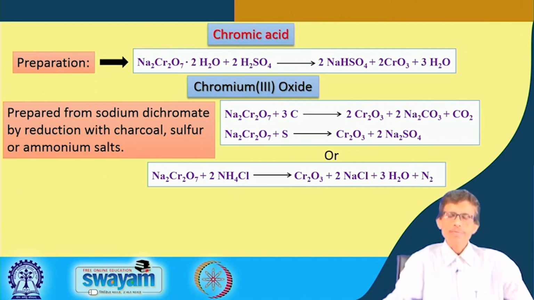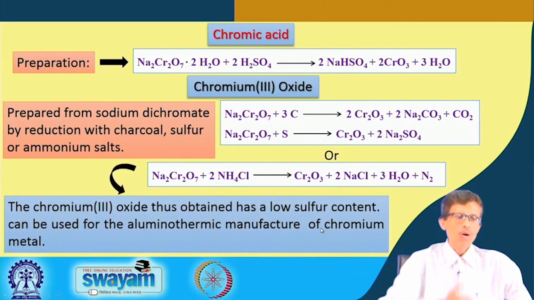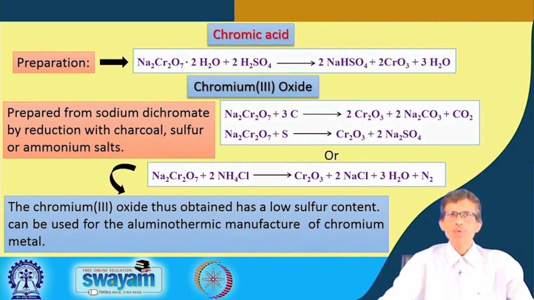So, this basically gives us some idea of how we utilize the different inorganic chemical reactions for the production of all these things. Up to this point, the chromium 3 oxide formed by this particular process has a low sulfur content, because we have not utilized sulfur, and it can be used for the aluminothermic manufacture of chromium metal. So, this can be used further for the production of chromium metal also. These oxides can be very useful starting materials.